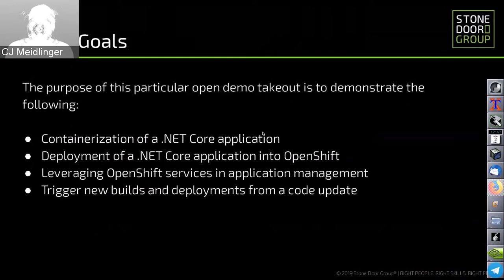Okay, so our goals. We are going to containerize an application, deploy it into OpenShift, look at some of the OpenShift provided services, and trigger new builds and deployments from a code update. And I've made a couple tweaks to that part of the demo right before we started. So you've got to cross your fingers. If we run into an issue, we'll just add troubleshooting app deployment to our demo goals here.